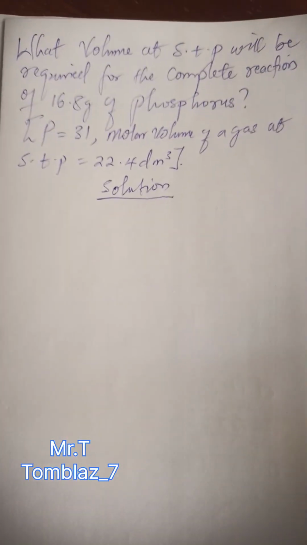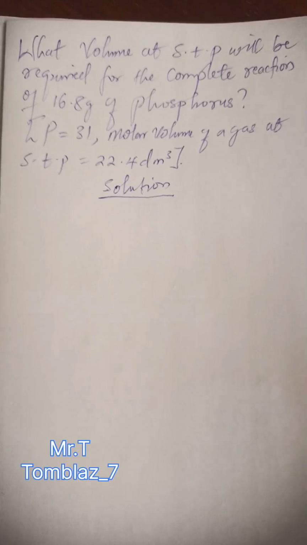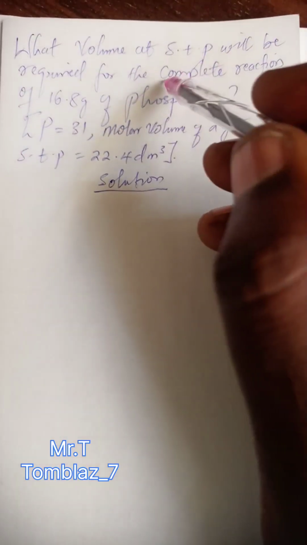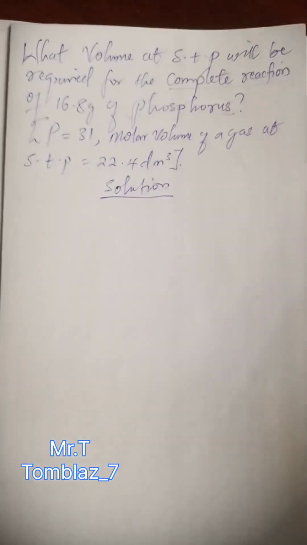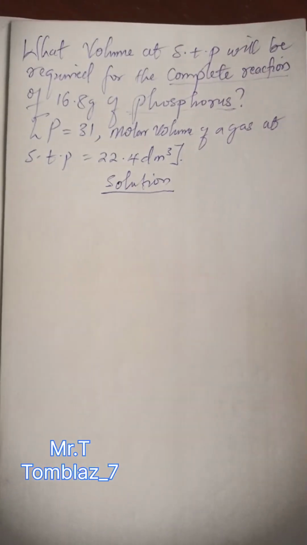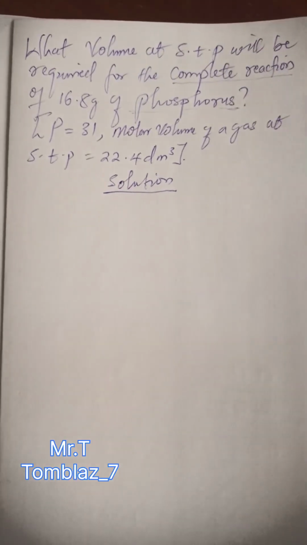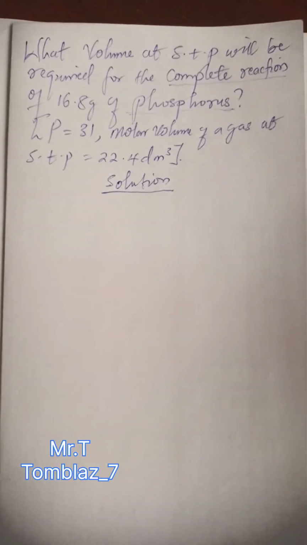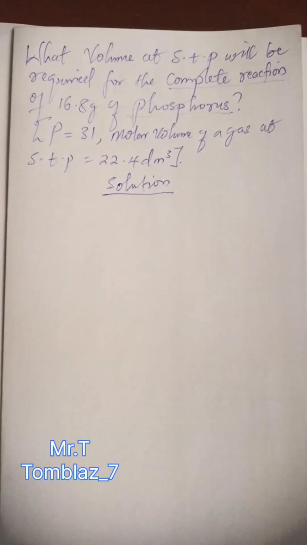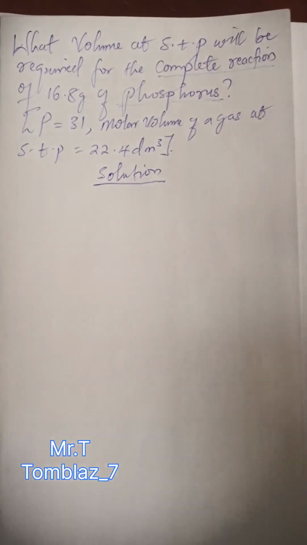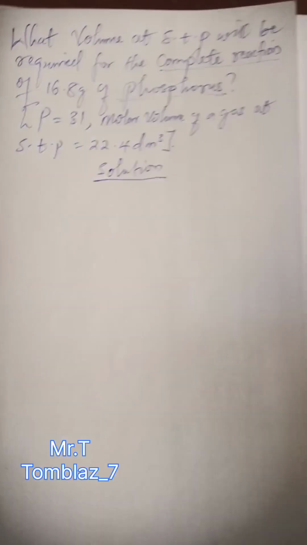Now, in this situation, there are lots of things we have to consider. One of it is whenever there is a complete reaction of phosphorus, what does that even mean in the first place? It means that phosphorus reacts with oxygen to form its oxides. When you talk about reaction of phosphorus, phosphorus will react with oxygen to form phosphorus oxides.